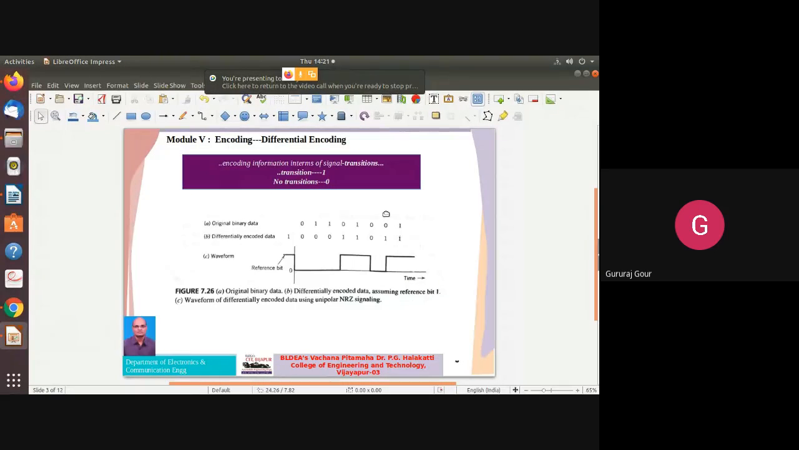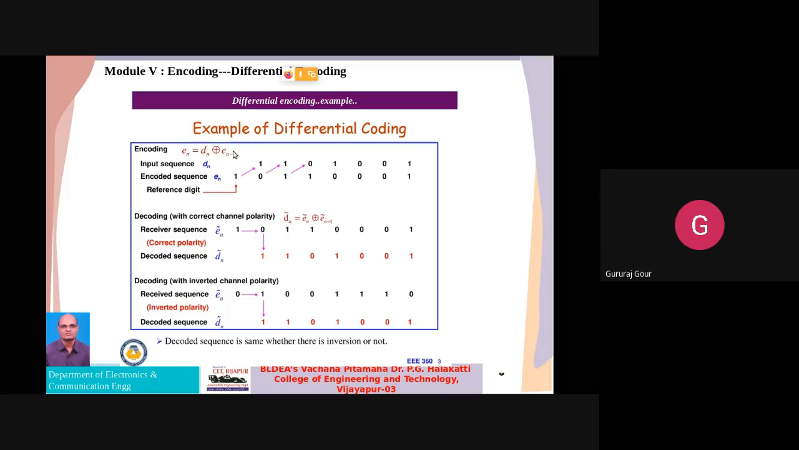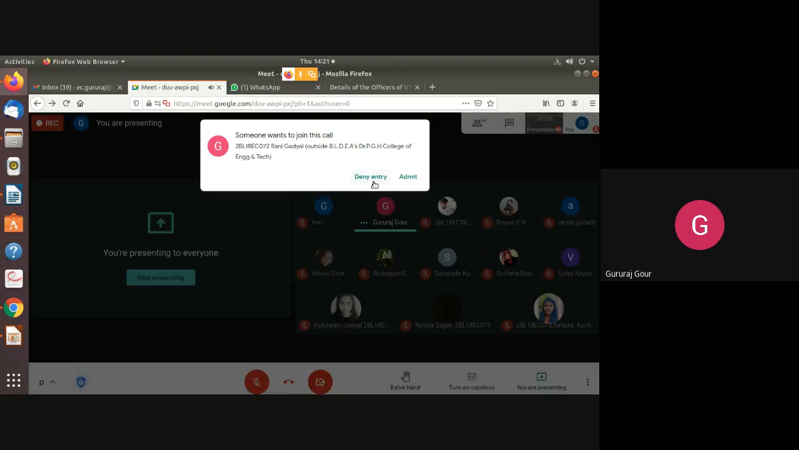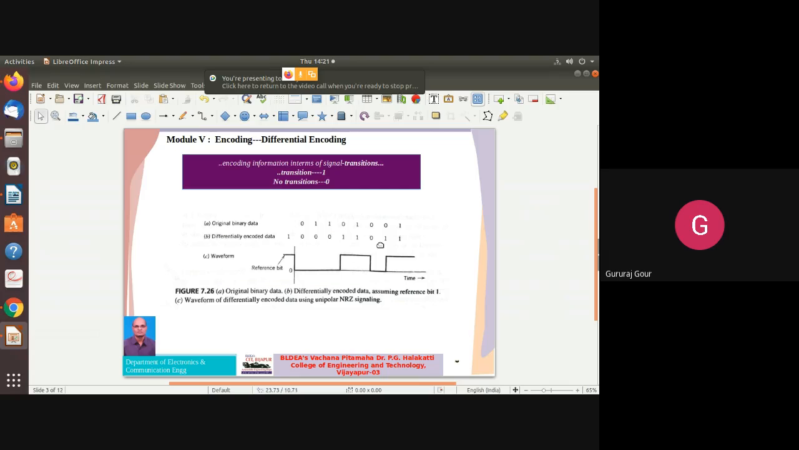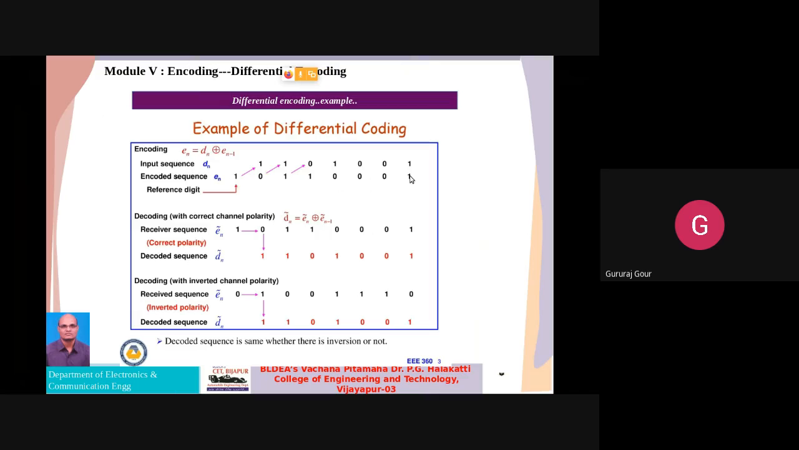So by adopting this technique, differential encoding, which I took as an example, it is based on the concept of transition. You simply adopt the XOR gate, assuming the reference bit as 1 in the beginning because we don't know what the previous bit was. Then we go on applying the successive bits in this pattern, as has been shown. Then we get the differential encoded data bit stream like this.